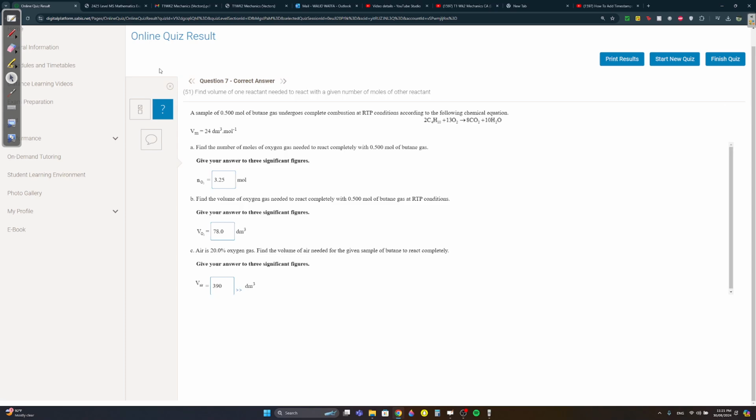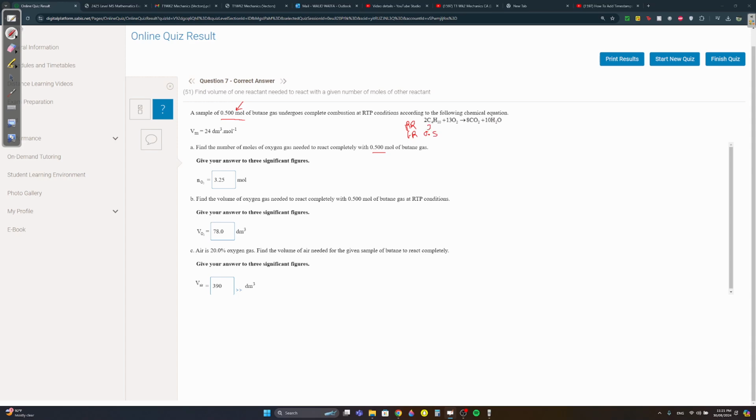Question 7. 0.5 moles of butane undergoes combustion. Butane is C4H10. Find the number of moles of oxygen gas that reacted with 0.5 moles. Again, we have to do RR and GR. What do we have given? We have given 0.5 moles of butane. That's what we know. Start with the given.